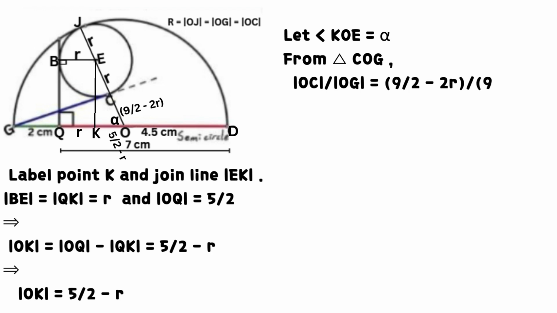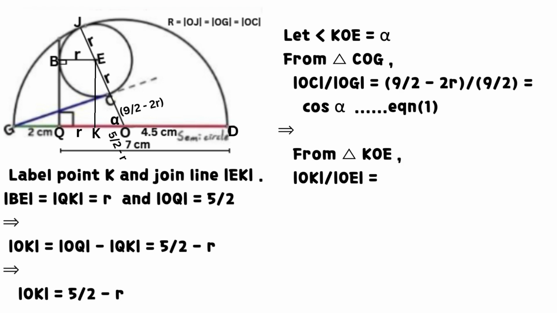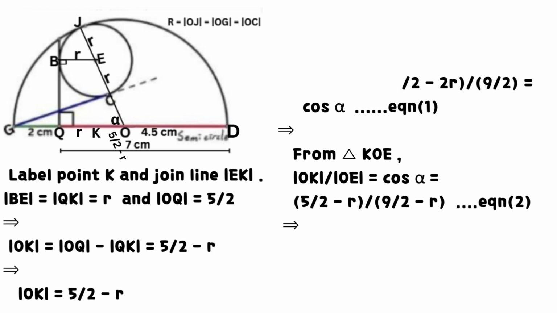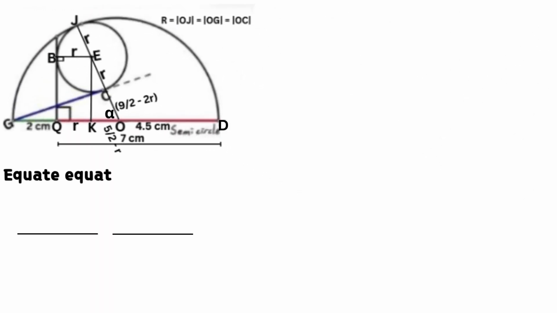Let angle KOE equal alpha. From triangle COG, OC divided by OG equals half of 9 minus 2 times r, all divided by half of 9, equals cosine alpha. We call it equation 1. It implies that from triangle KOE, OK divided by OE equals cosine alpha, which equals half of 5 minus r, all divided by half of 9 minus R. We call it equation 2.